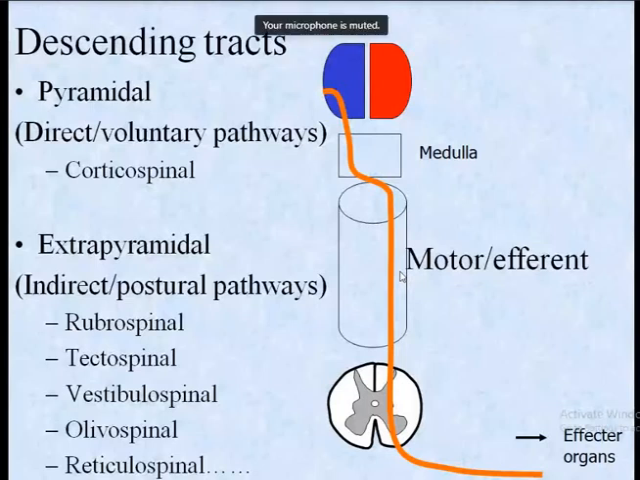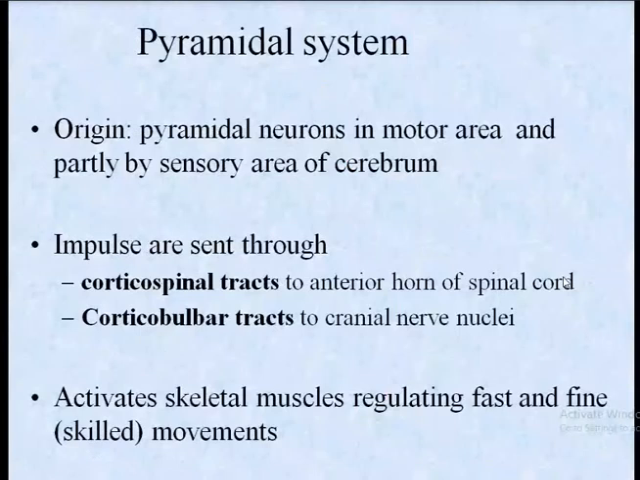Okay, now let's start with the pyramidal system. The pyramidal system, which mainly includes the corticospinal pathway, originates in the pyramidal neurons in the motor area of the cerebrum. So when we study the cerebrum, there we can see a number of sulci and gyri. And within the gyri we have this motor area, sensory area, visual area, then the area for taste sensation, and the area for auditory sensation. So we have particular functional areas that will be clearer when we study the cerebrum. For now, you have the concept.